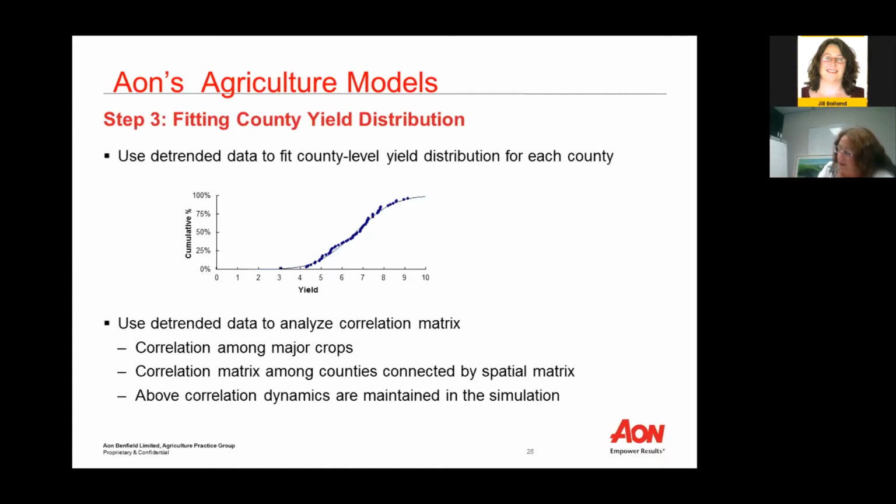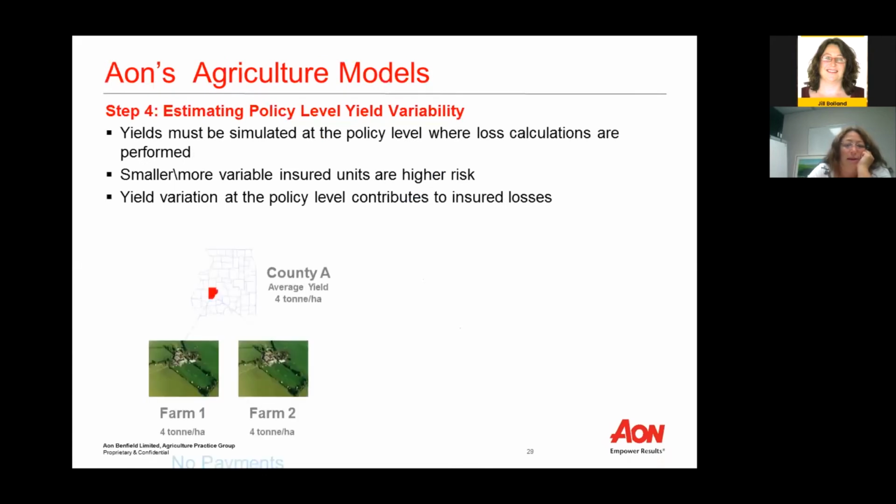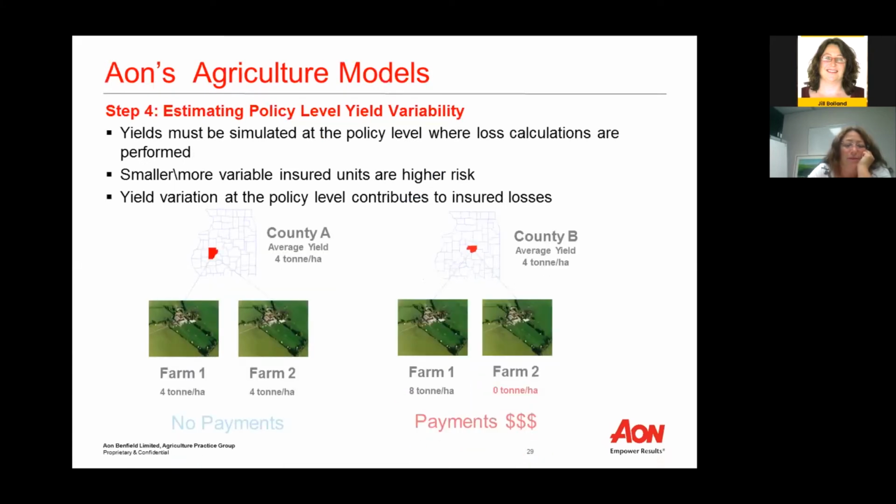Okay, once we've detrended, then we've got to fit everything to a distribution. Generally, this was all done in SAS for our models as well. So we work out what we think is the distribution for every county, or Tessel if it was in there. Generally, it's a log normal or a skewed normal, as I said. And then we can simulate county yields. And then, unfortunately, we've got a county, but we have to go down to policy level. And I'm going to be very quick with this because we're running out of time.